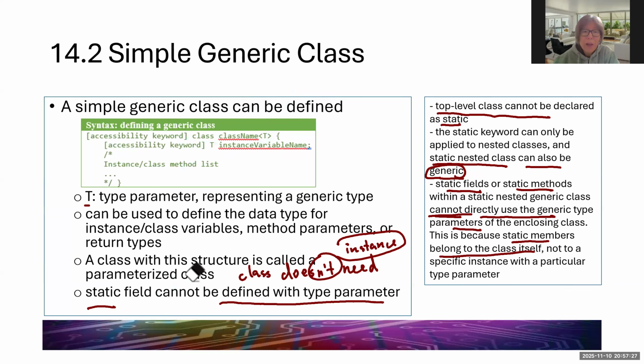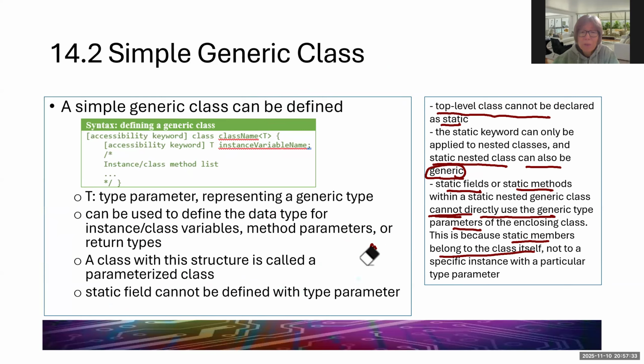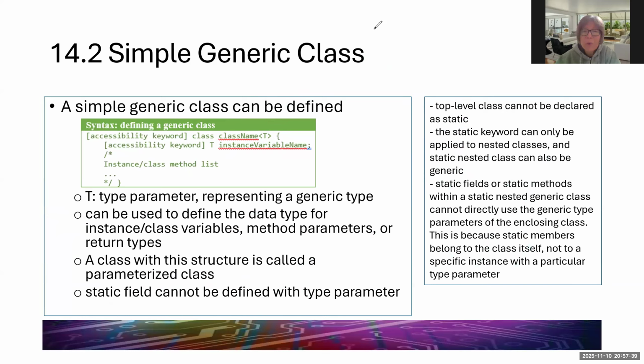So for a generic class, we already learned one, and we already used it quite often. If you recall the ArrayList, each time when we try to use it, we needed to plug in a String or Integer, something like that. So you need to plug that in. So ArrayList in Java collections is defined as a generic class.